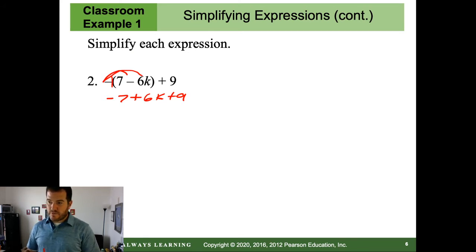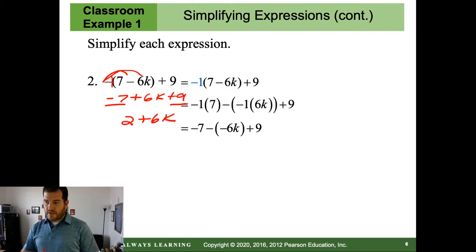But I think if you look forward, you have a negative 7 and a 9 here. You can combine those. Negative 7 plus 9 is going to give you 2. And then we're going to have this 6k as well, and then we're good to go. So like I said, I'm okay with it stopping there.